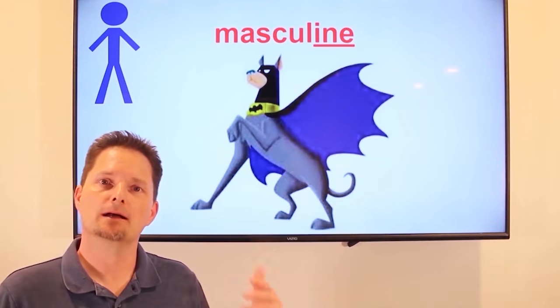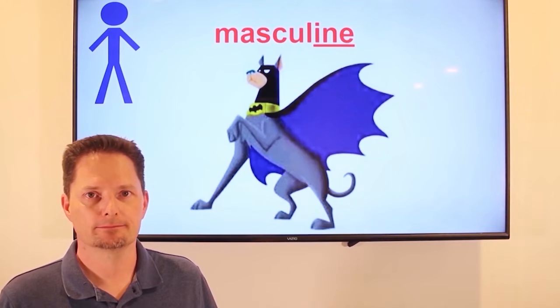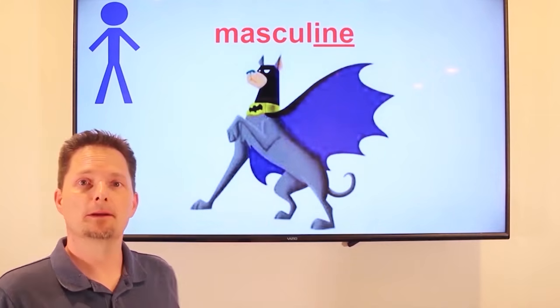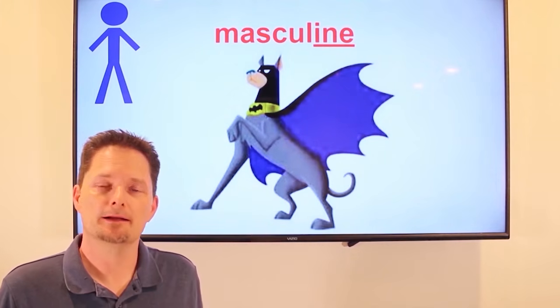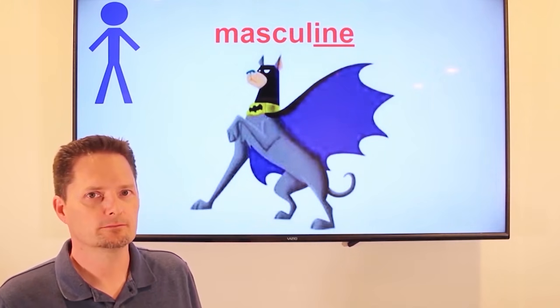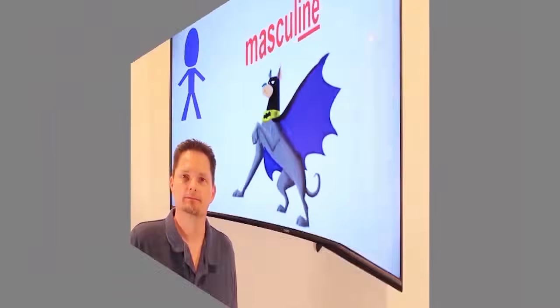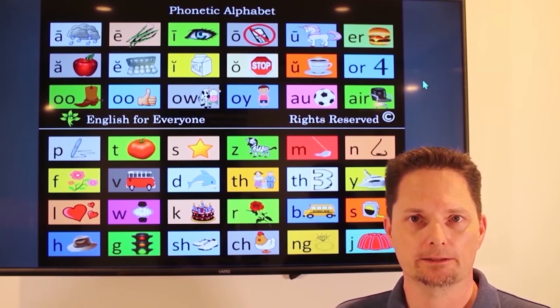Example, masculine. Masculine is an adjective. Describes something that looks like a boy, like a man. This dog looks masculine, like a boy, like a man, not like a girl. The dog looks masculine. Pronunciation, masculine.